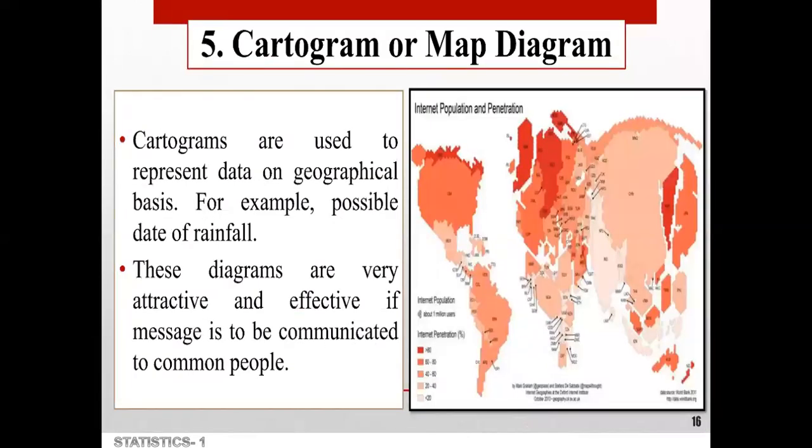The next one is the cartogram or map diagram. Cartograms are used to represent data on a geographical basis. For example, in order to represent the approximate quantity of rainfall, you take the world map. As predicted by the meteorological department, the different densities of rain are measured here. You can see the dark red color represents the more quantity of rainfall. The medium red color represents the moderate amount of rainfall. The least is represented by the light pink color. So by differentiating the colors, you can represent the different quantities of values.